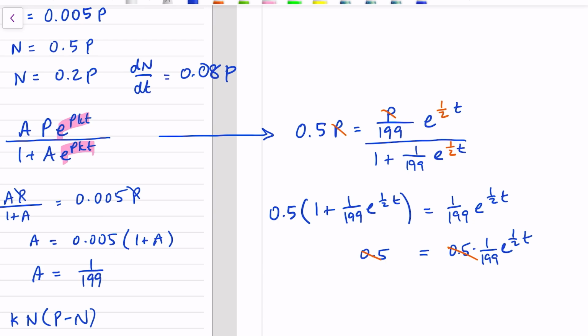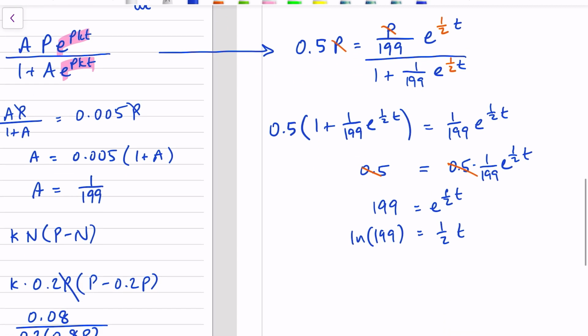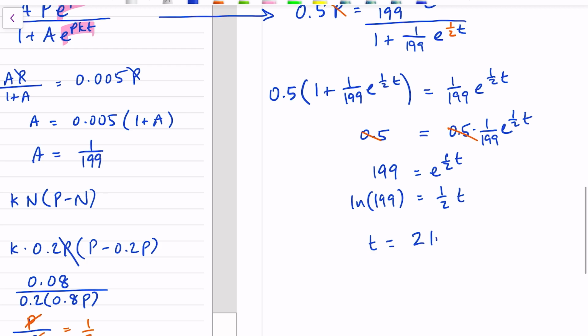Times both sides by 199. Log both sides. Times both sides by 2. Okay, and when you evaluate that, you get the number of days. So let's answer it with a non-exact value so that we can interpret it, see if it makes sense. It comes out to be approximately 10.59 days, which seems sensible.